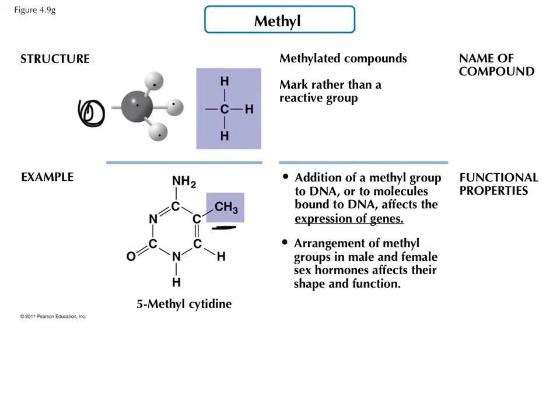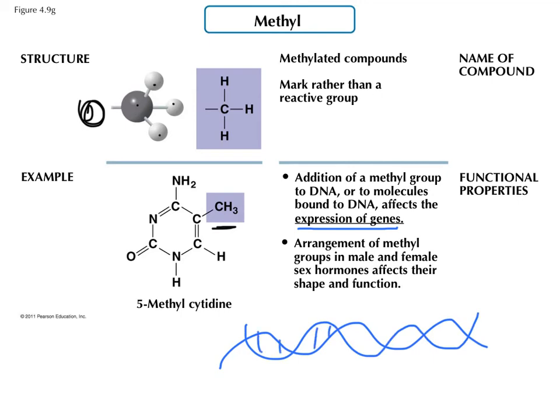Methyl groups are found on a number of molecules, but a particular function that they perform is affecting the expression of genes. So actually, if you have DNA, in order to regulate gene expression, you can do a number of different things, but one of the things that we've actually found that can happen is the DNA can get methyl groups put on it. Call that methylating the DNA. And this helps to regulate whether the genes are turned on or off.